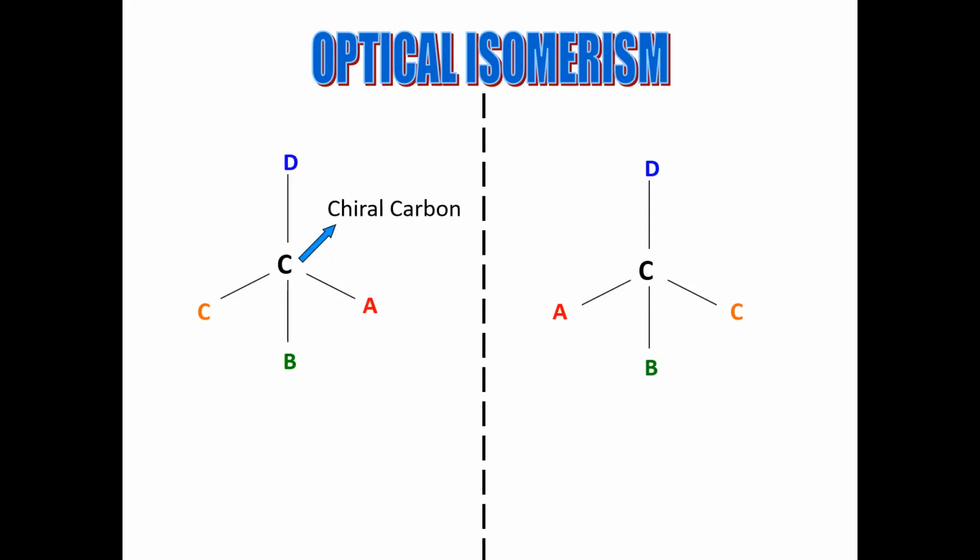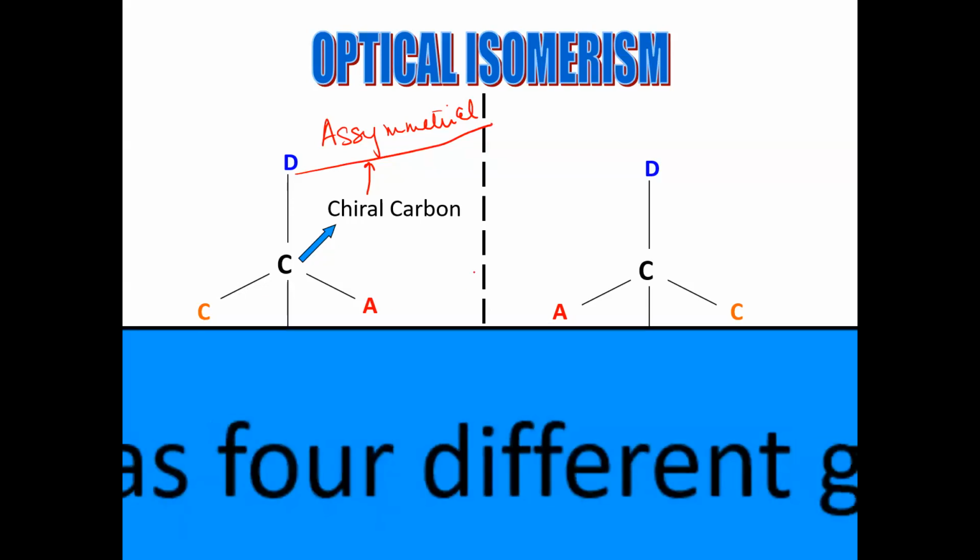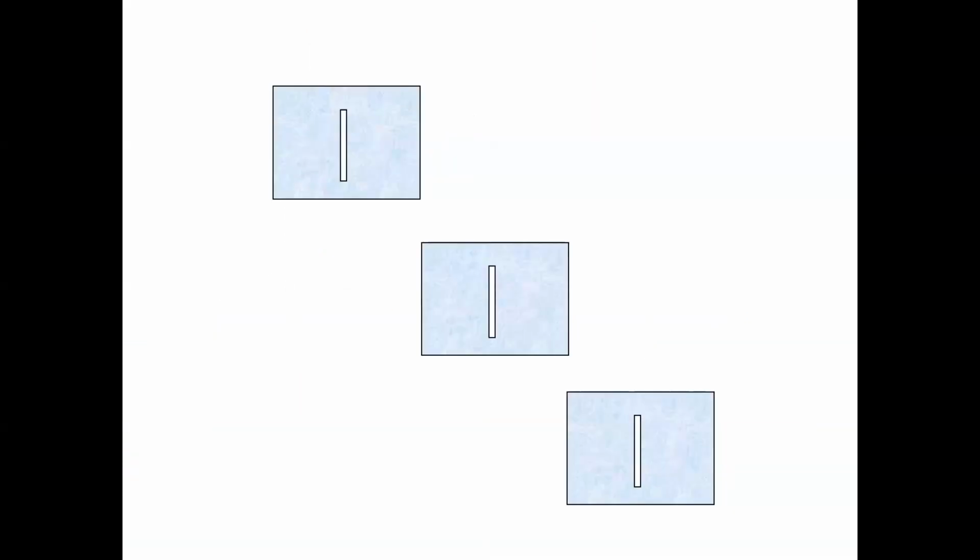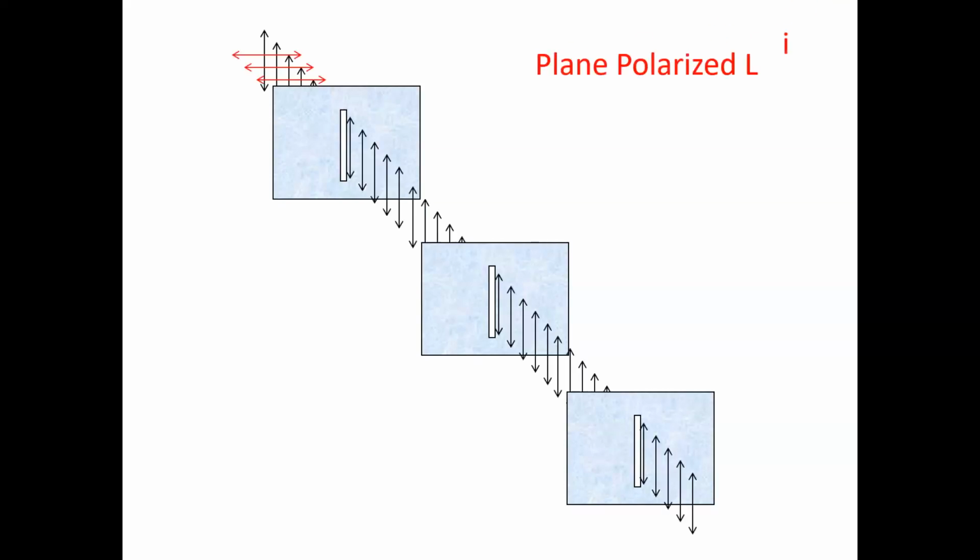So this carbon atom here is a chiral carbon. Chiral is the same as asymmetric. Right? A chiral carbon is a carbon which is attached to four different groups. Then what is the thing which they change?